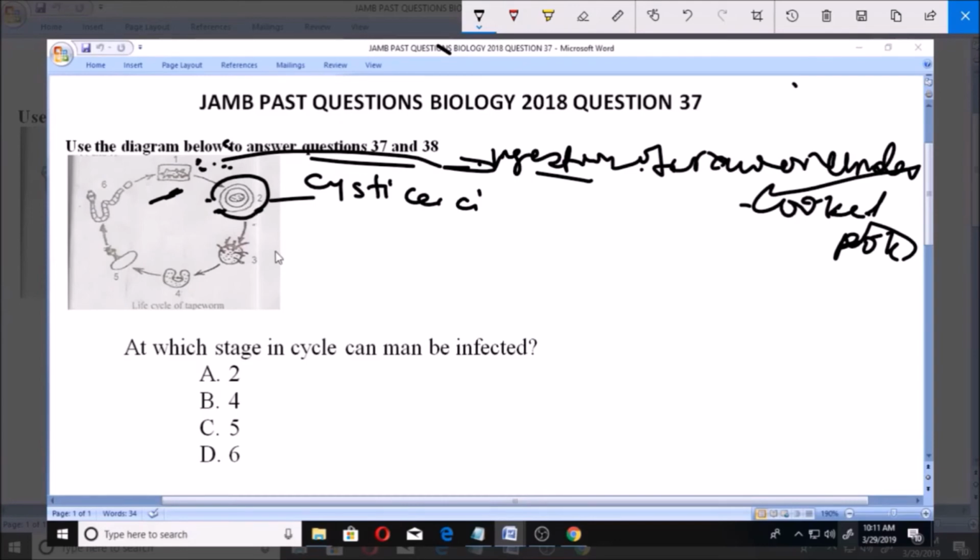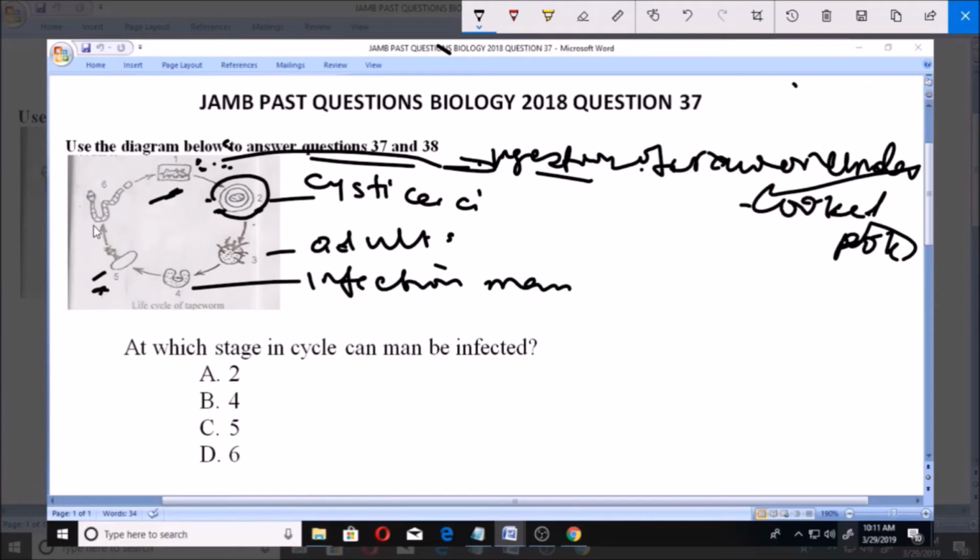So moving forward, here we have the adult forming. The adult forms here, and this is where it becomes infectious to man. That's what happens there. In this other place, the eggs develop into what we call oncospheres, which penetrate the intestinal wall. That is what happens in 5. Then finally here, the oncospheres circulate to muscles and other organs and develop into cysticerci again. So you find out that it becomes infectious to man at this 4, which is B. Thank you.